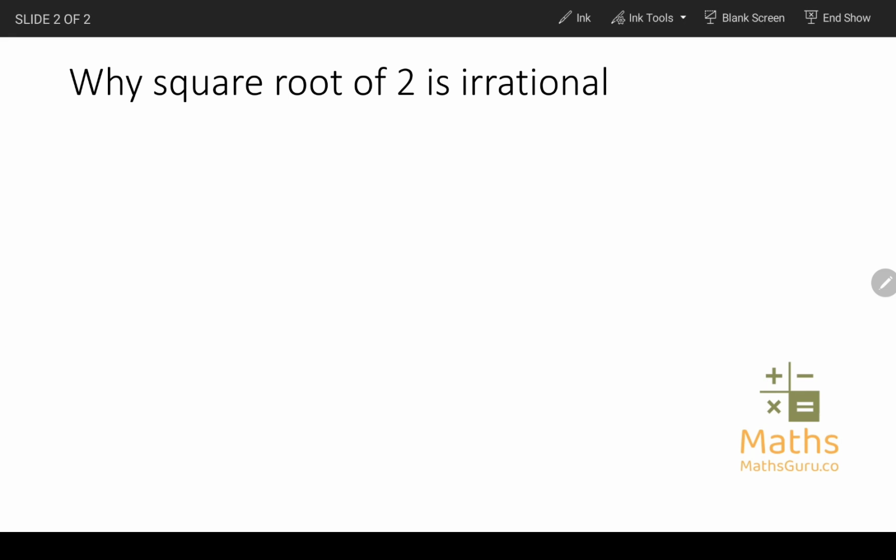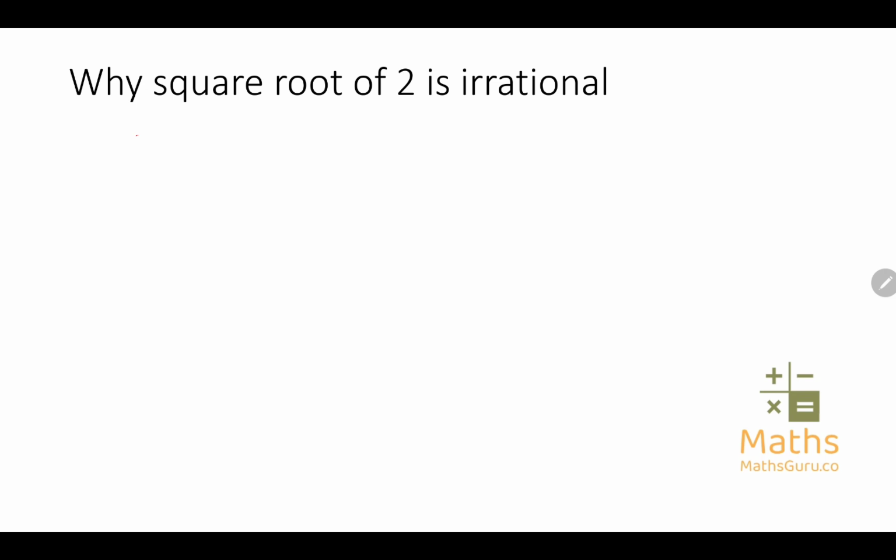Okay, so let's see how we will prove why square root of 2 is irrational. When I say irrational, it means it cannot be expressed in the form of p by q, where q should not be zero. This is the format of a rational number. So we will use the concept of proof by contradiction.